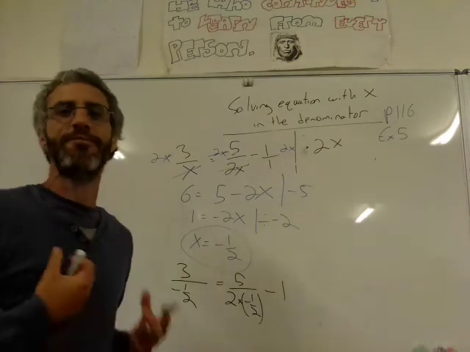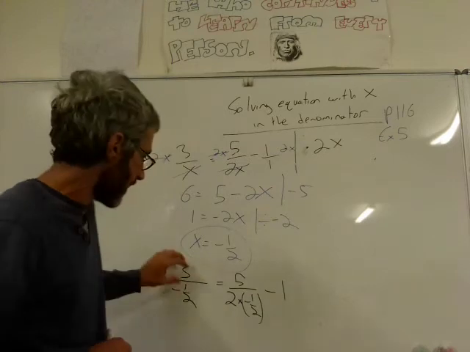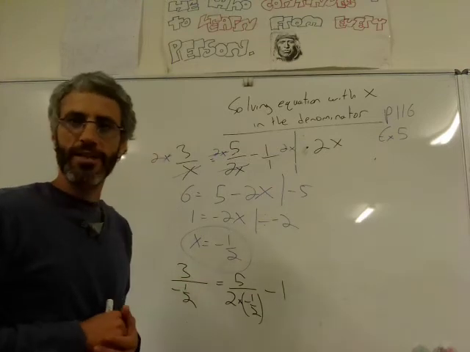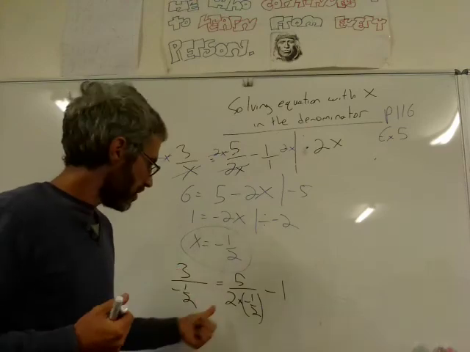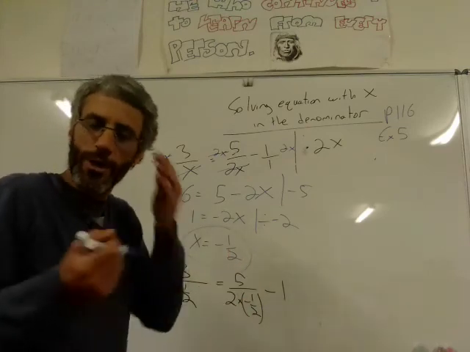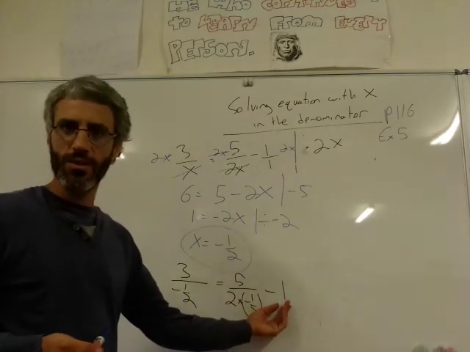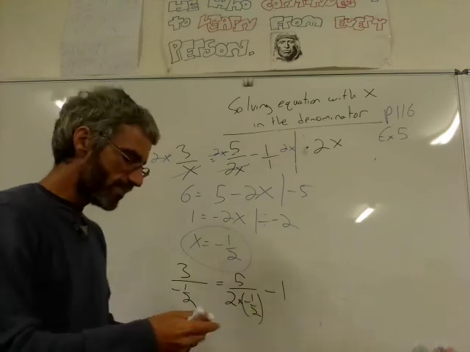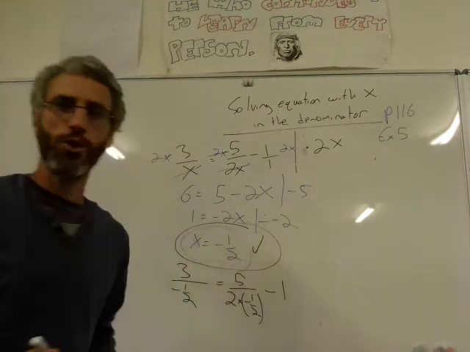In other words, I didn't divide by 0. So I need to make sure all of these are not 0, right? The denominator is not allowed to be 0. Minus half 0? No. 2 times minus half, is that going to be 0? No, it's minus 1, but you don't even need to do it. It's definitely not going to be 0. And there's no denominator, so definitely no 0 here. So that's fine. So that means that there is a solution, and that is the solution. The solution is minus half.